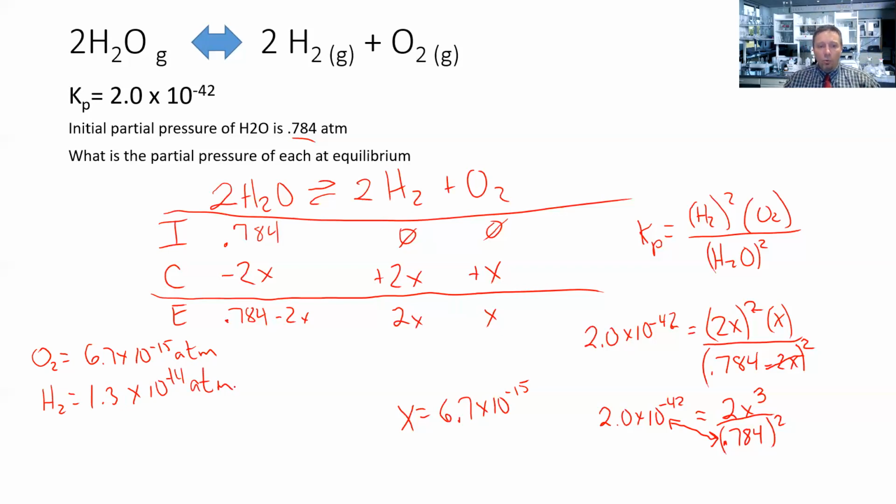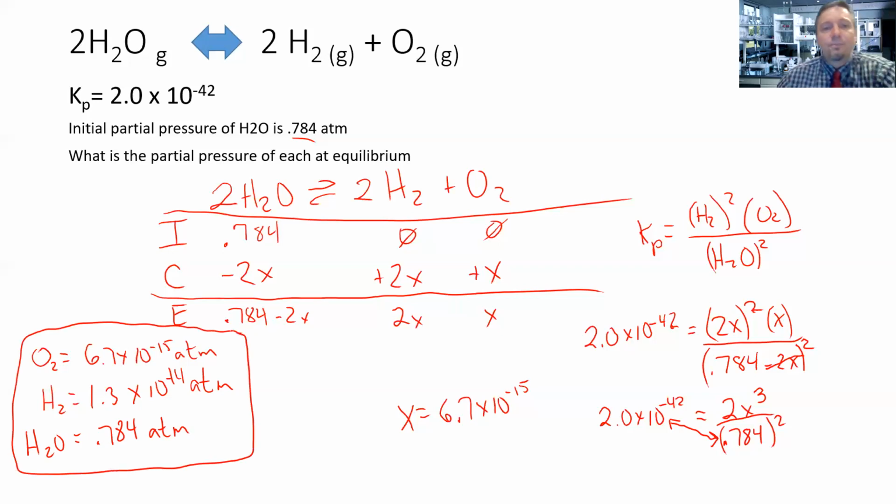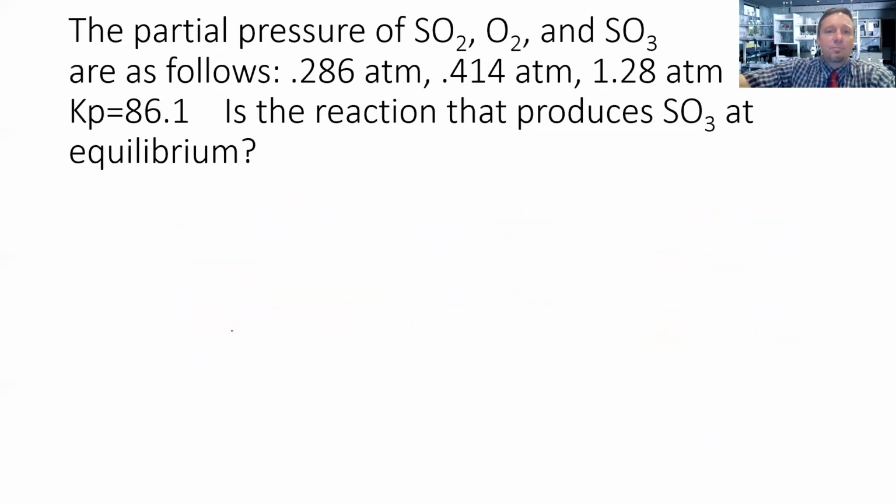And then now I'm going to get 0.784 minus 1.3 times 10 to the negative 14. And you can see that that really didn't affect it much at all. So the H2O is going to still be 0.784 atmospheres. So here is my final answer. All right, so we broke out the ice table first time in a while, so hopefully you remember the process that we just did. Now let's look at our next problem here.